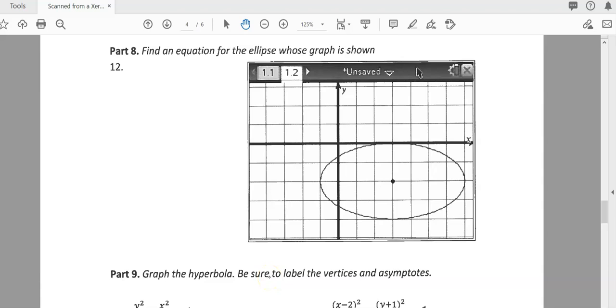The ellipse's graph is shown, so it looks like the a value would be 4. The b value would be 2. And the h, k would be 3 comma negative 2. So let's just plug into our new formulas, which are x minus h over the bigger number, a squared, would be 16, plus y plus 2, that's minus k, over 4, that's b squared, equals 1.